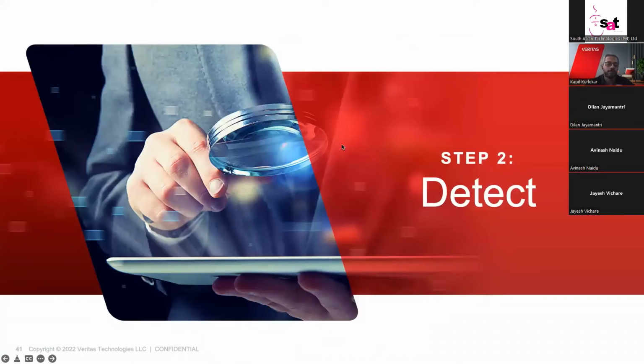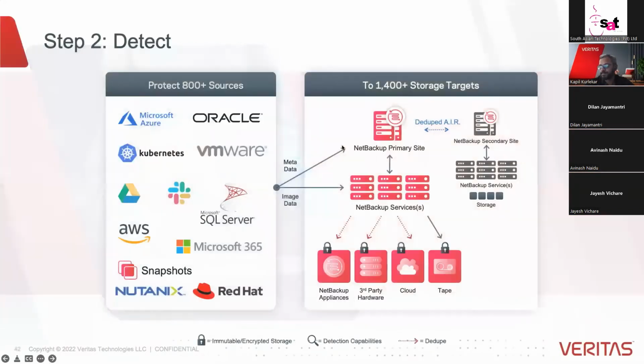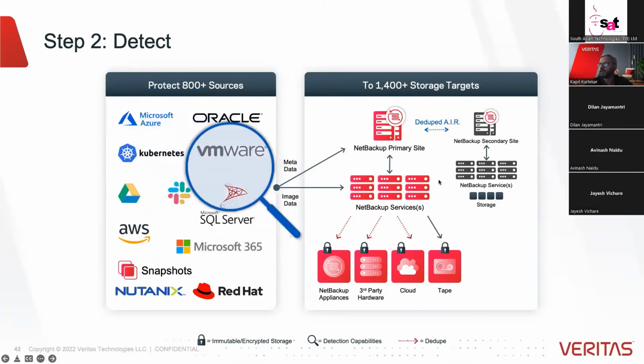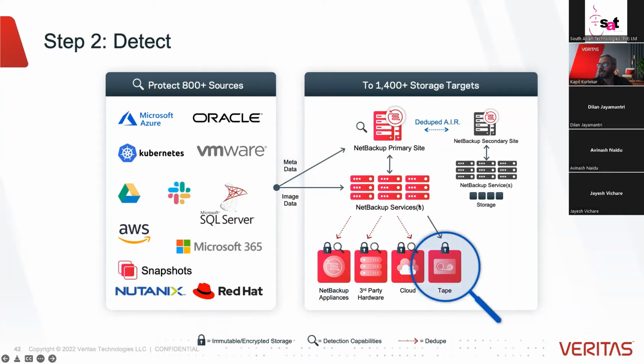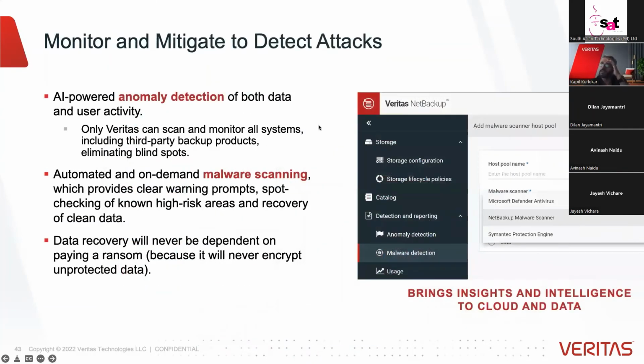The second step of this is the detect step, right? As we saw, there are a lot of sources that NetBackup can protect, and it can protect them to different storage targets. Now the thing is that we need to get insights into all of this, what has been backed up, not just in the primary data but the metadata as well, along with the backup data. So how are we going to do that? AI-powered anomaly detection, something that I mentioned in the earlier part of my presentation.